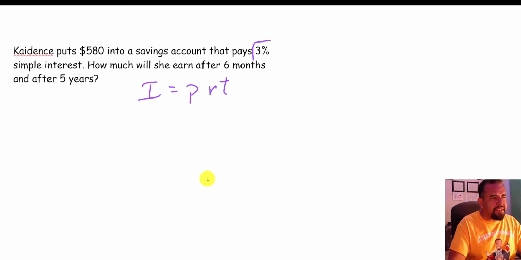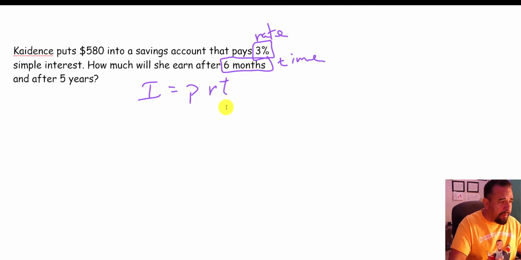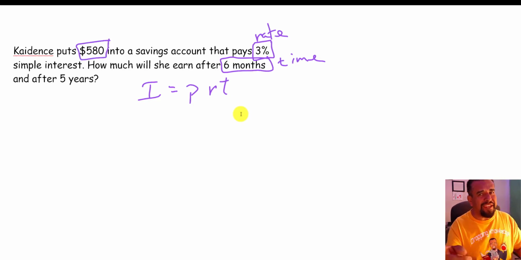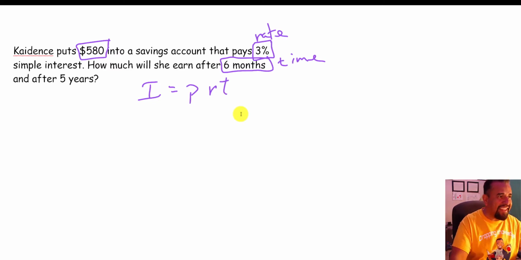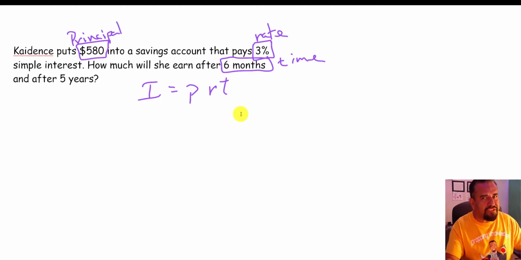They gave us 3%. That there is my rate. They gave me my 6 months. That there is my time. Now, notice they gave me months, and I need it in years, remember? Years. And they gave me my original amount. Can you guess what that is? That's right. It's my principal. And remember, not the one sitting in the office drinking coffee.